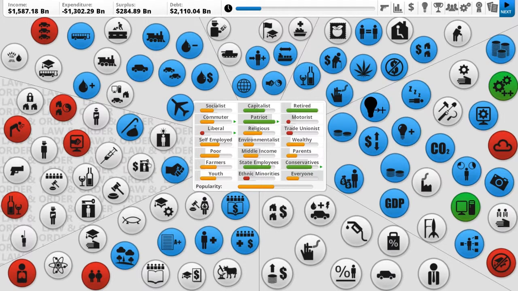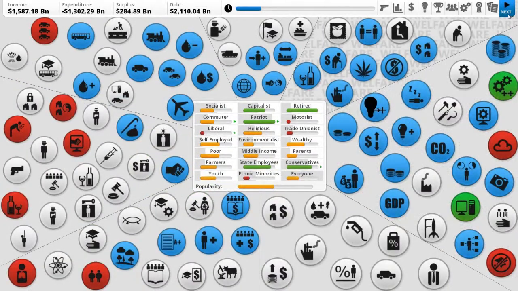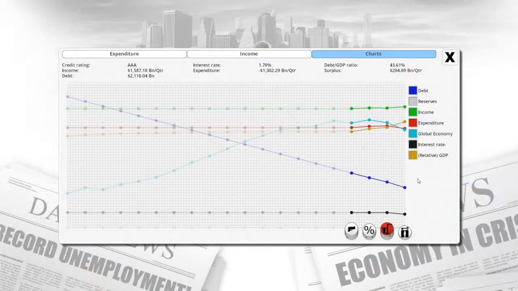So I'm going to increase funding for private prisons and decrease funding for state prisons to where right now they have basic provision. Let's make it overcrowded cells. And let's see, I'm reducing our debt. You see, the blue is our debt, and the green is our income, red is expenditure, so we're getting more income and less expenditure. Orange is GDP, and when our credit rating gets upgraded, it decreases the interest rate that we have to pay on our debt.